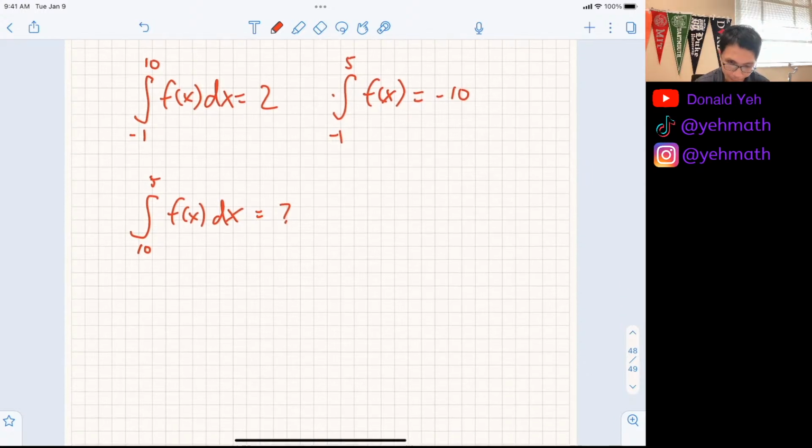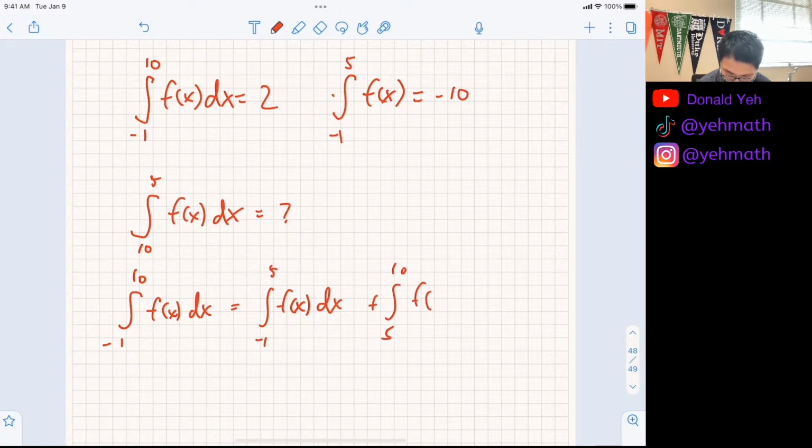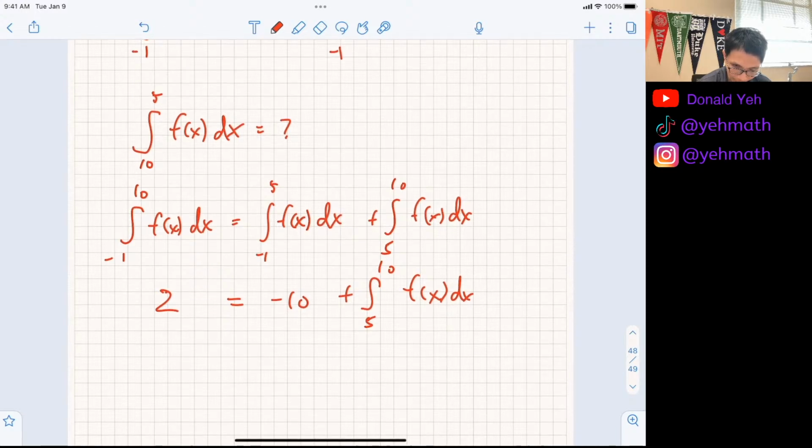Okay, I'm going to show you really quick. Integration from -1 to 10 of f of x dx is equal to from -1 to 5 of f of x dx plus integration from 5 to 10 of f of x dx. Would you agree? That's agreeable, right? So this is equal to 2, this is equal to -10, plus integration from 5 to 10 of f of x dx. Can you evaluate by moving 10 to the other side? It is equal to 12 for 5 to 10 of f of x dx.